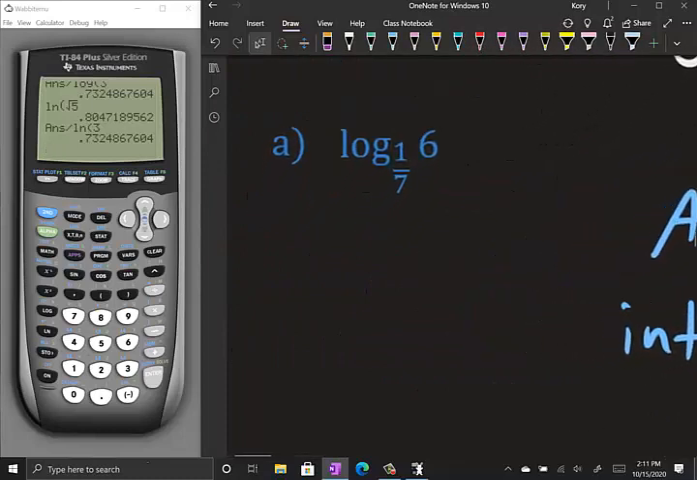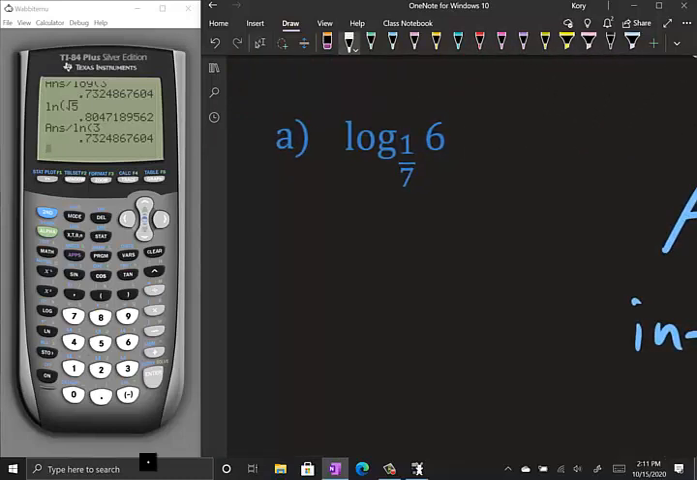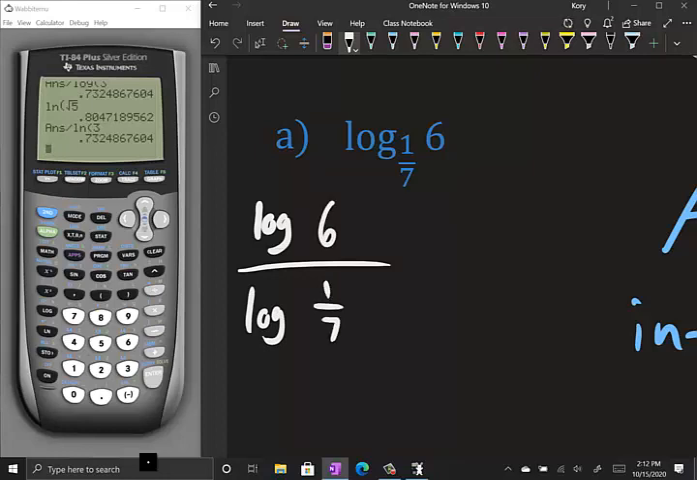Alright, now let's do our second one. So we're going to write log over log, and then the number on top is 6, and the number on the bottom position is 1/7. That is simplified. That's it. That's our answer.